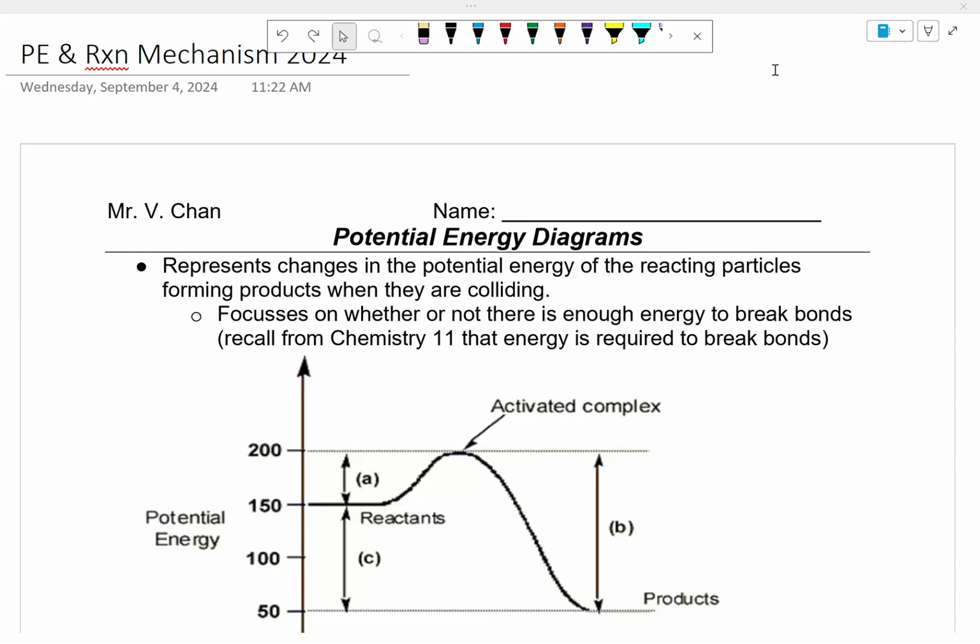Hello, Chemistry 12. This is Mr. Chan, and today we're going to be talking about the third lesson in reaction kinetics, and we're going to be focusing on potential energy diagrams.